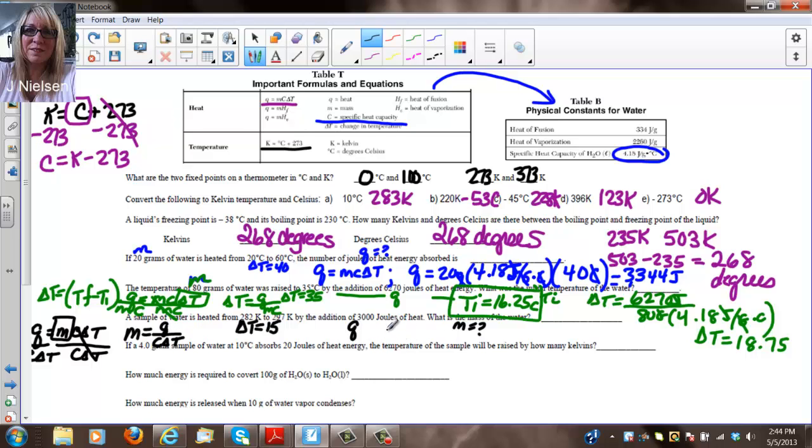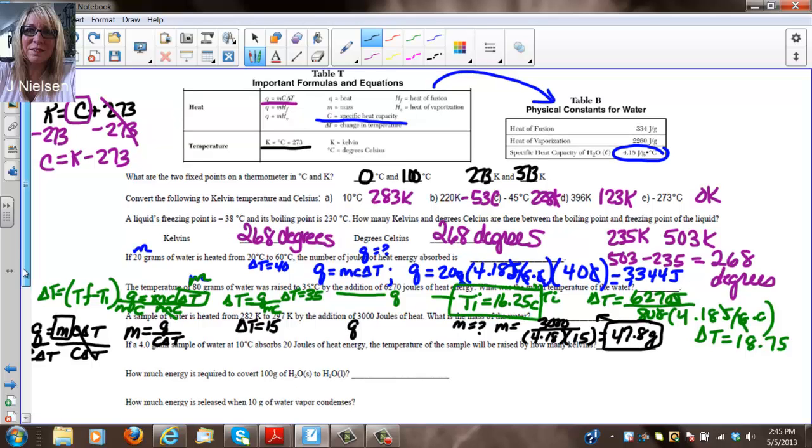So where can I squeeze this in? Let's see. Mass is equal to Q, 3,000 joules. I'm not going to put the units in here to save a little space. My C is 4.18, and my delta T is 15. So 3,000 divided by 4.18 times 15 is going to be 47.8 grams. So this equals 47.8 grams, which is really this answer here. And we know it's in grams because they were looking for mass.